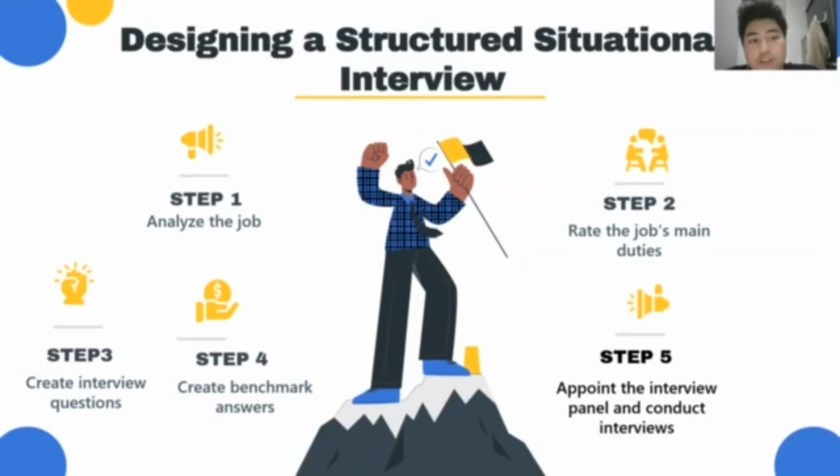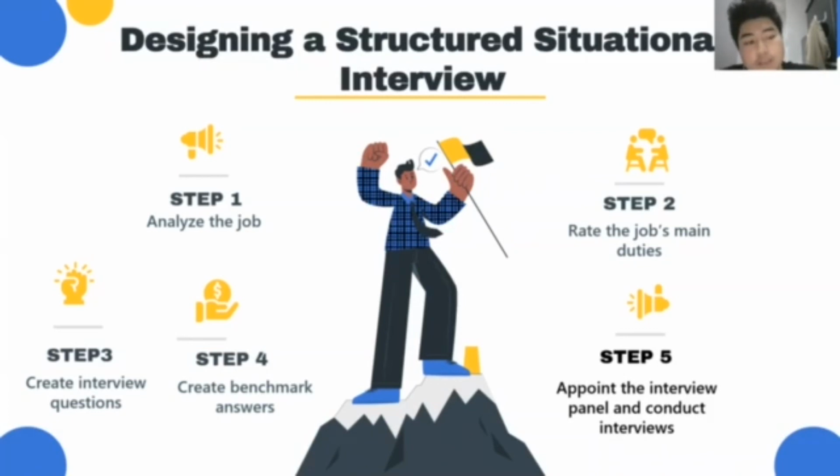A structured situational interview is a series of job-relevant questions with predetermined answers that interviewers ask of all applicants for the job. In this structured situational interview, there are 5 steps. The first one, to analyze the job, is to write a job description with a list of job duties. The second step is to rate the main duties from 1 to 5 based on how important the job is.